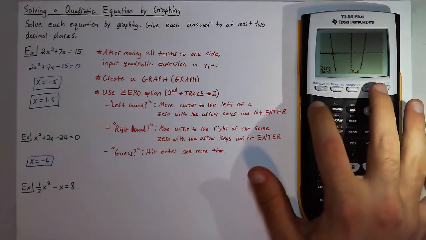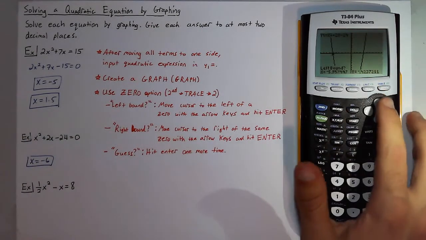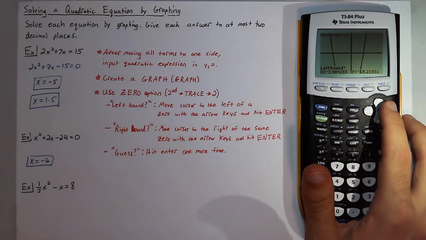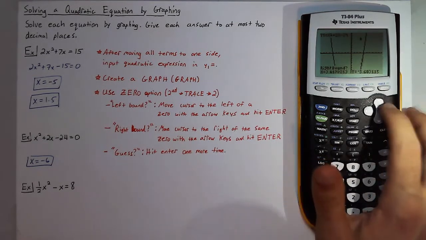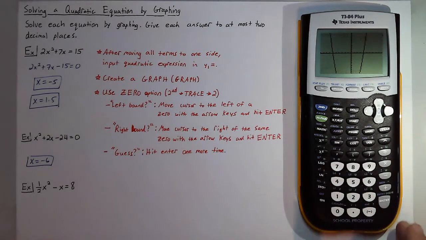And if I do it again, second trace 2 for the 0 feature. For the left bound, I need to move my cursor all the way to the right. So somewhere right there, enter. Then you go right of the 0. Hit enter again, and it'll guess it is 4.